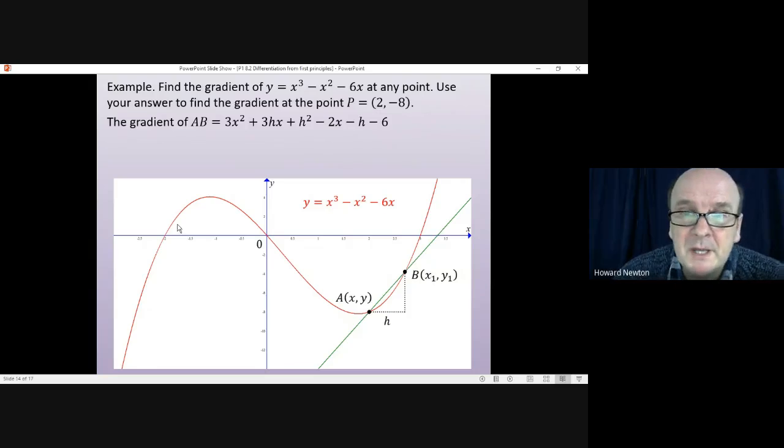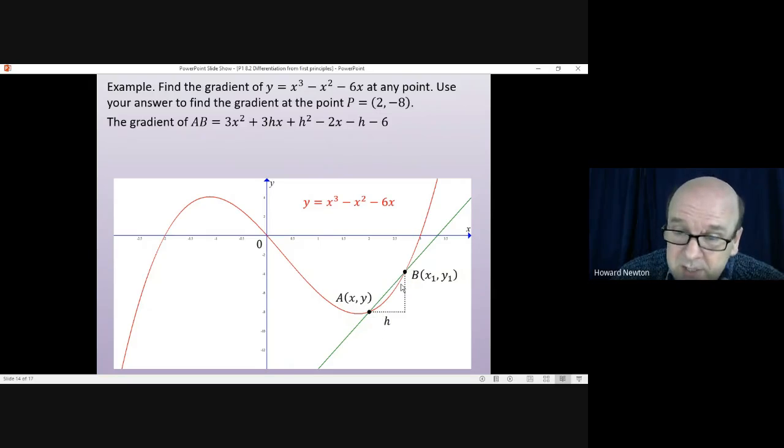Okay, so what have we done? We've got a curve. By working out the gradient between any 2 points on the curve, we've got a formula for the gradient of the curve. And the formula is this: 3x squared plus 3hx plus h squared minus 2x minus h minus 6. Now what that'll give us is the gradient of this line AB.